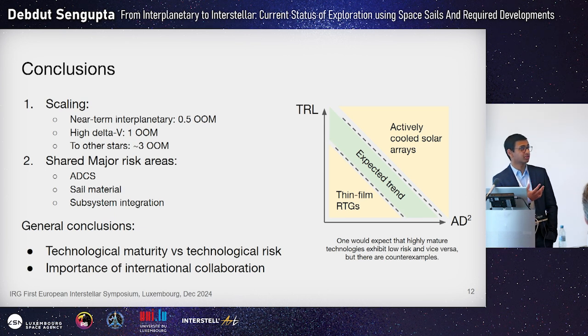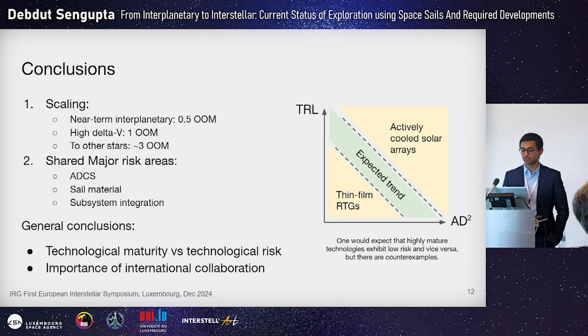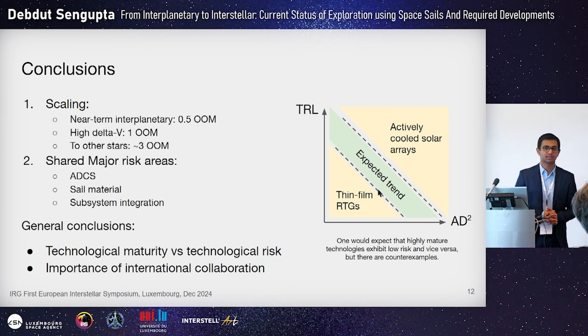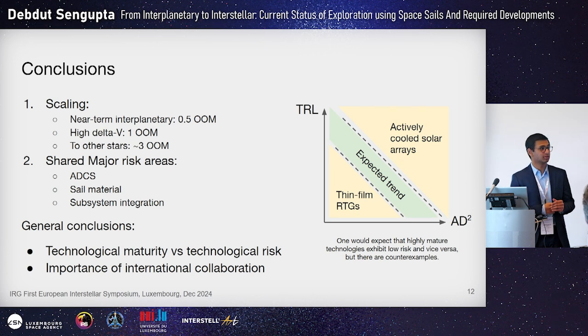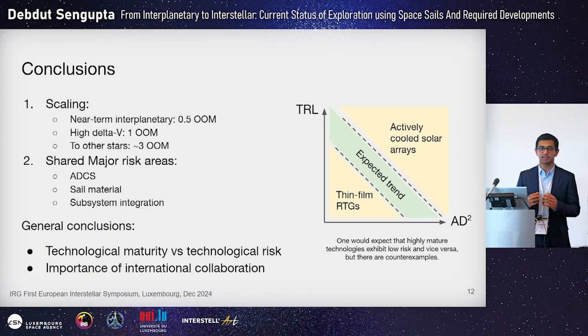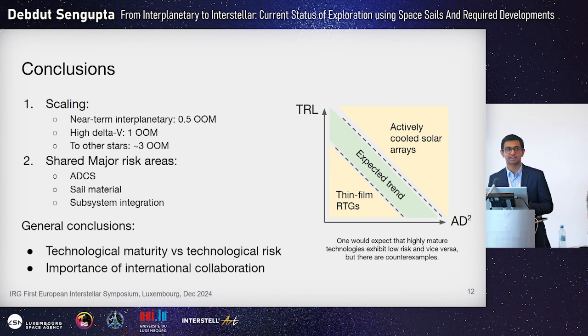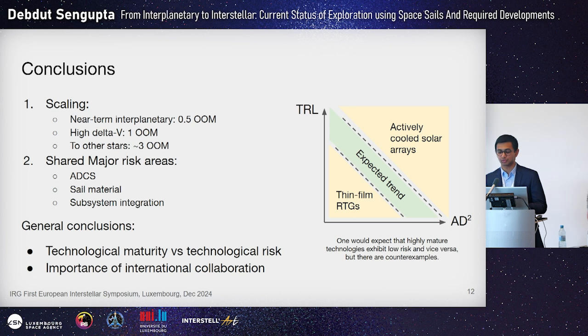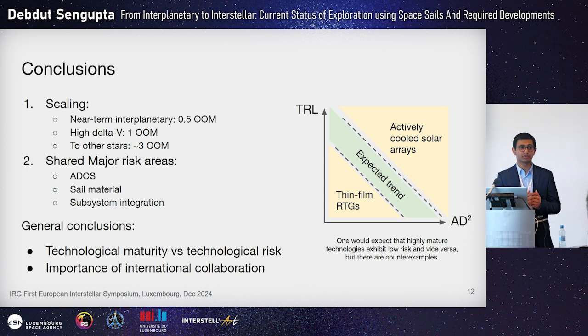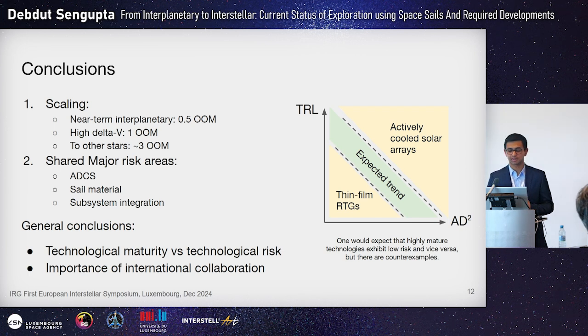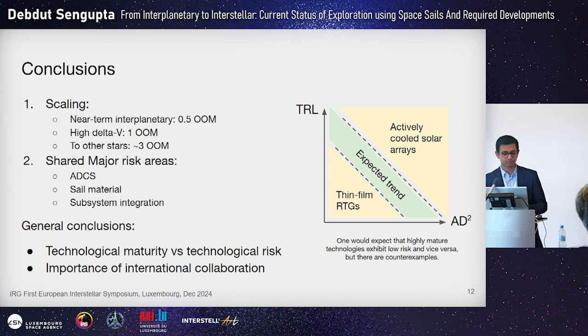For example, for thin film RTGs planned to be used on Starshot, these are relatively low TRL. The efficiencies are really low, and they have been prototyped, but they haven't been flown in the intended destinations. And the risk, however, is relatively low as well, because there's supposed to be a lot of funding as well as experience of the stakeholders working on this in Starshot. For actively cooled solar arrays, again, these have been flown near the sun, but given our lack of experience with these, the risk is still quite high.